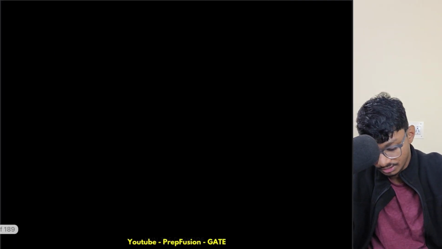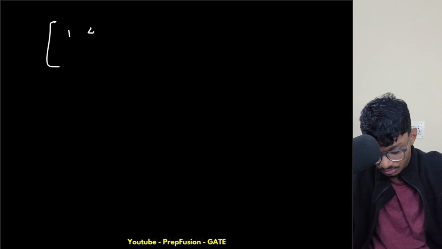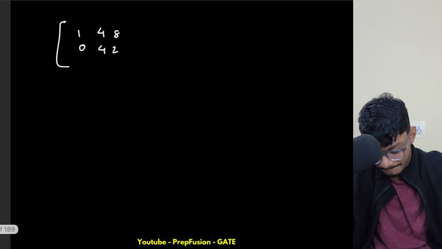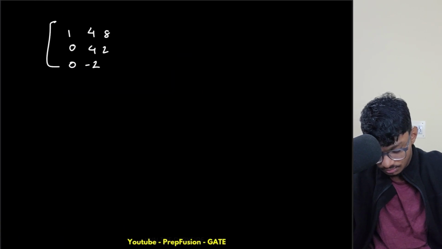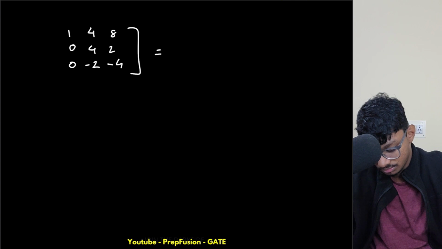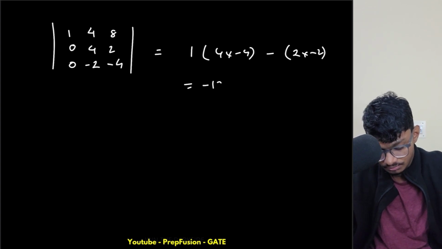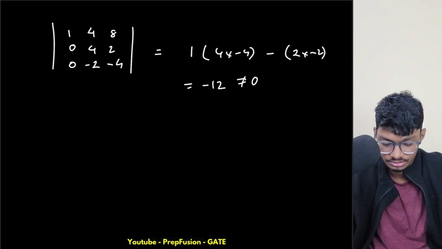You can simply find the determinant. You just make these elements 0. So this will be 1 4 8, 0 4 2, 0 minus 2 minus 4, and minus 4 0 minus 2 minus 4. Now find the determinant. This is 1 times 4 times minus 4 minus 2 times minus 2. So this is minus 16 minus 12. This is not 0, hence this is invertible. So A will be my answer.